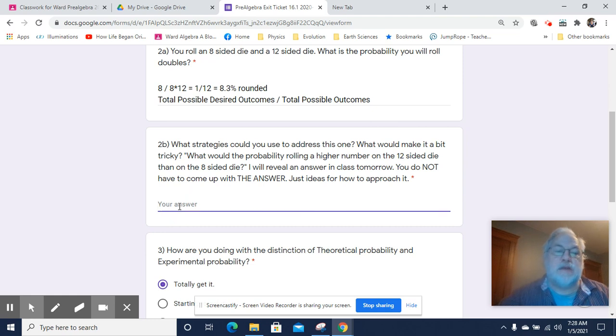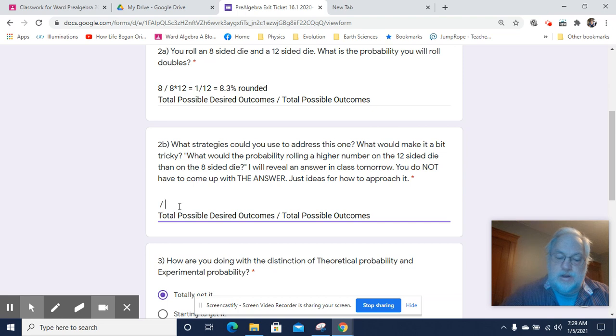Well, again, we're still dealing with total possible desired outcomes divided by total possible outcomes. So we can start off with the easy part, which is the total possible outcomes is still 8 times 12, or 96. The total possible desired outcomes is going to be trickier to work out. We can start off with there are 4 numbers on the 12-sided die that will always win. So no matter what you got on the 8-sided die, you've got 4 times 8 possible outcomes.